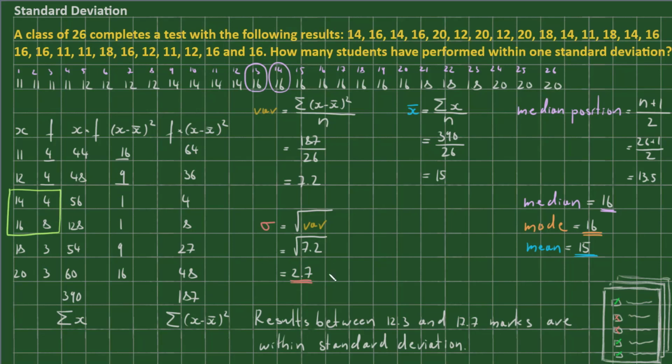Suppose that this test was designed in such a way that the students cannot score partial marks. In other words, their marks can only be whole numbers. In that case, I would need to round the standard deviation to a whole mark as well. So this 2.7 would be rounded to 3. And now it would be results that fall between 12 marks and 18 marks that would be within one standard deviation. In that case, if I look at my table, I'm looking at all of these students, so the ones who have scored 12, 14, 16 and 18 marks. And I would have to say that 19 out of 26 students have performed within one standard deviation.